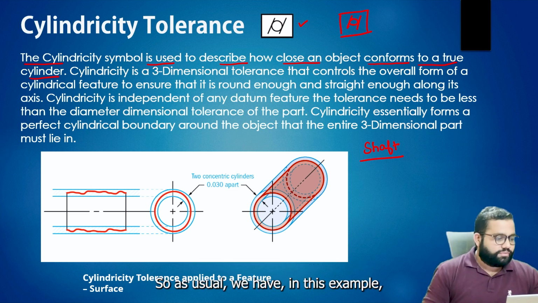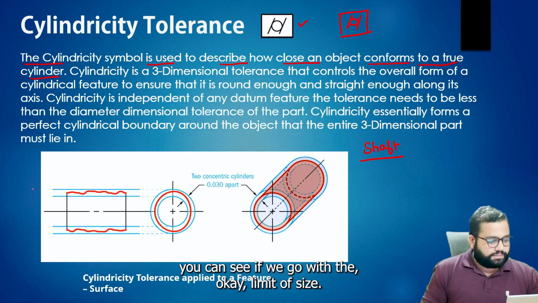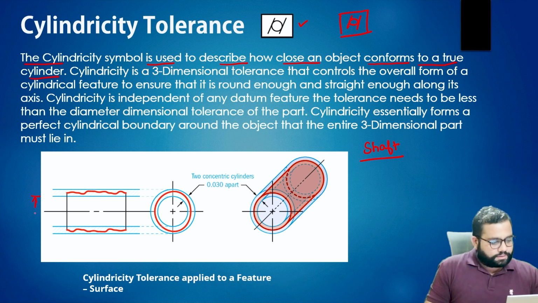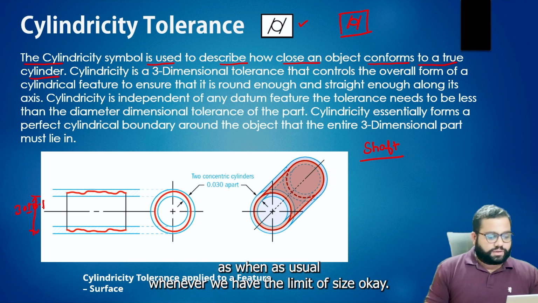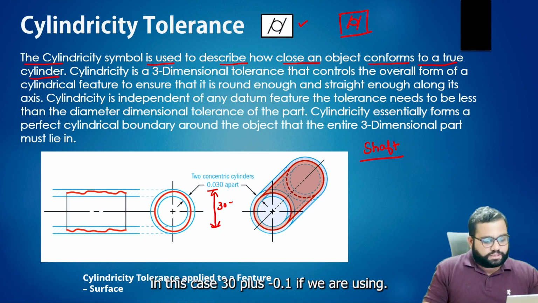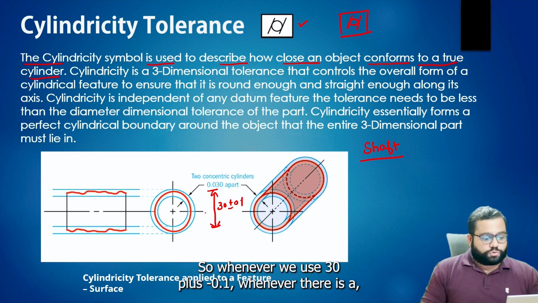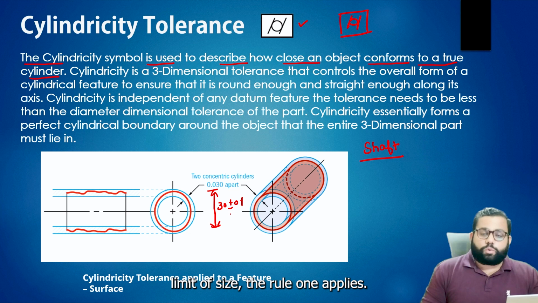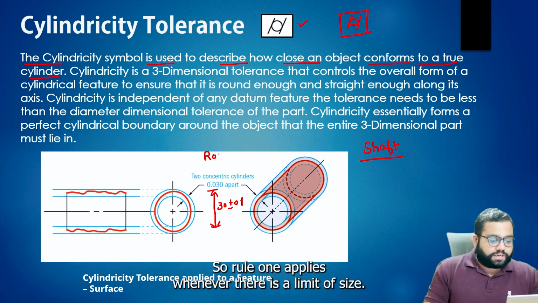As usual, in this example you can see the limit of size. If we provide the size 30 plus minus 0.1, here we have the size. Whenever we have a limit of size dimension, in this case 30 plus minus 0.1, rule 1 applies.